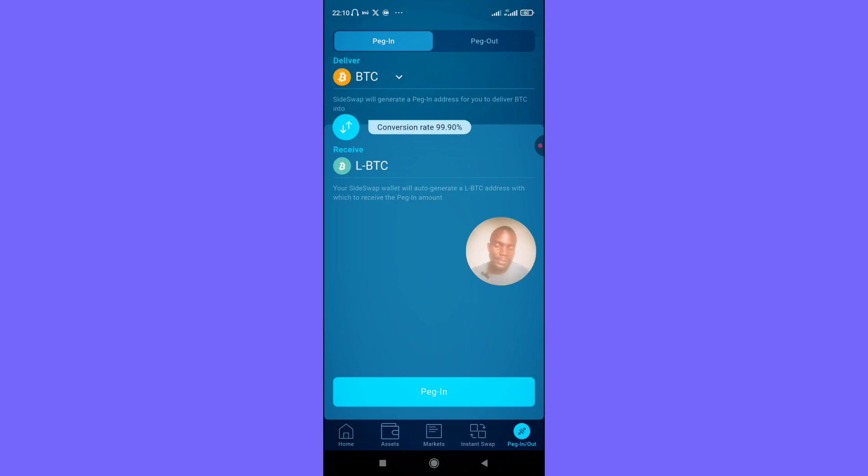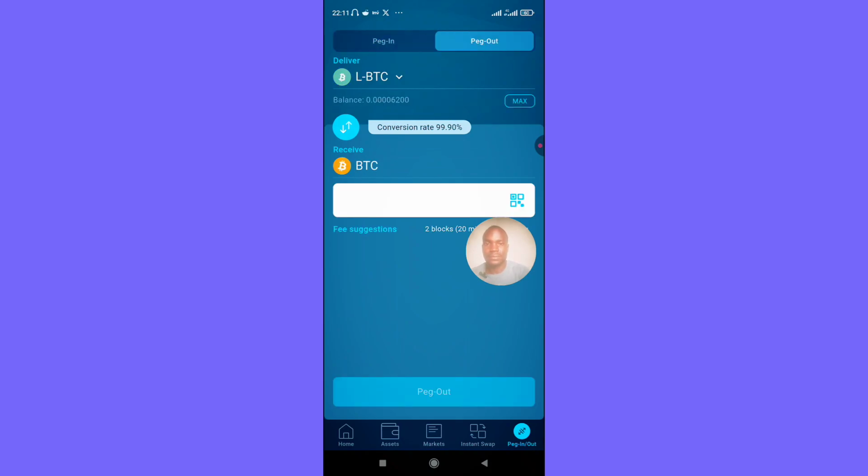So that's now where the peg in, peg out feature comes in. When we peg out, it means that this L-BTC that we have, you can see I have 0.62 L-BTC, I want to remove it from this exchange. Now when I do that, I need to use Bitcoin L1. So I'll be taking an address from OKX and using this peg in, peg out. I'll be pegging out from L-BTC into Bitcoin. Then my funds will be going to that particular destination that I want the Bitcoin L1 to be in.